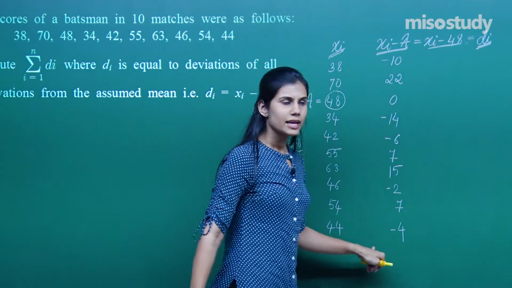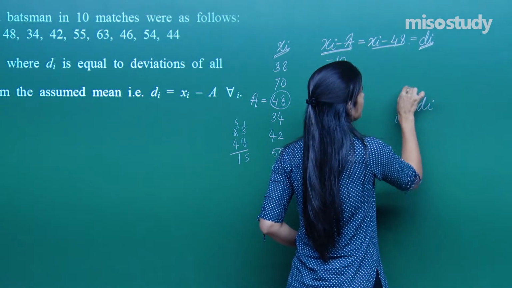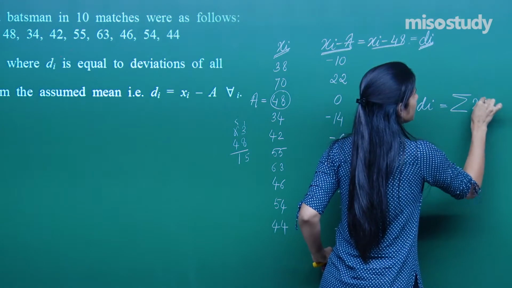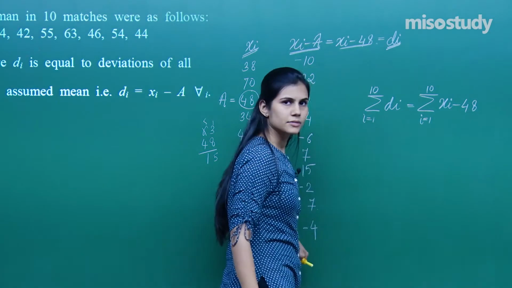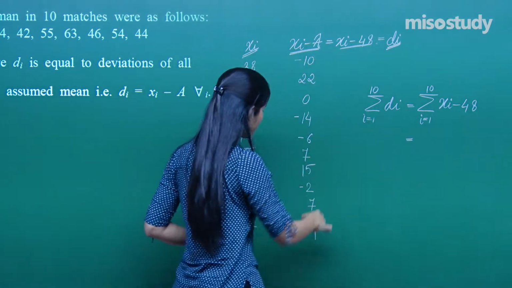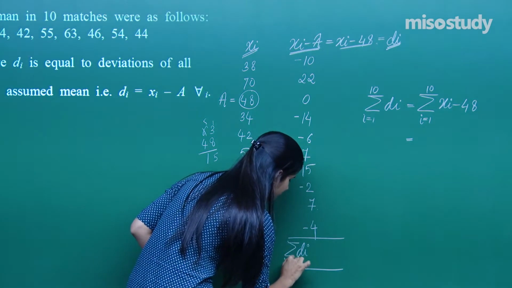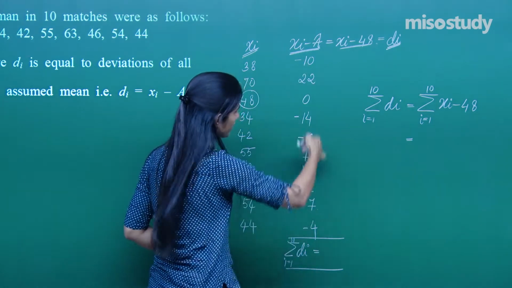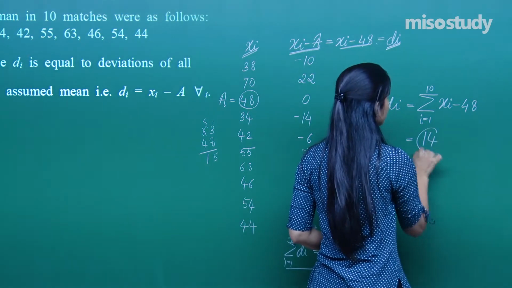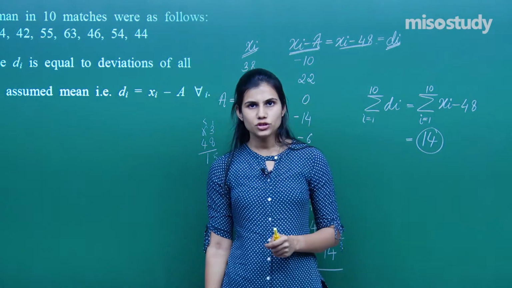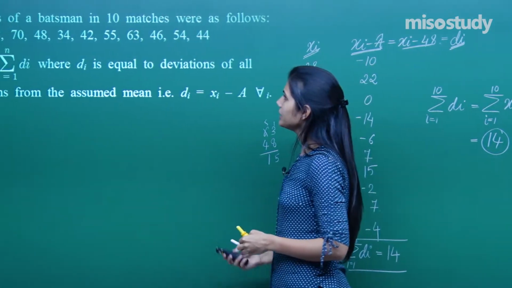and I am interested in evaluating summation di, i running from 1 to 10, because these are 10 observations. That means I am interested in evaluating this. What is this? This is the sum that you obtain when you add all of these. Right at the end you can write this summation di, i running from 1 to 10, and this sum when you evaluate it comes out to be 14. So your answer is actually 14. Sum of all deviations of individual observations from the assumed mean is coming out to be 14. Clear?